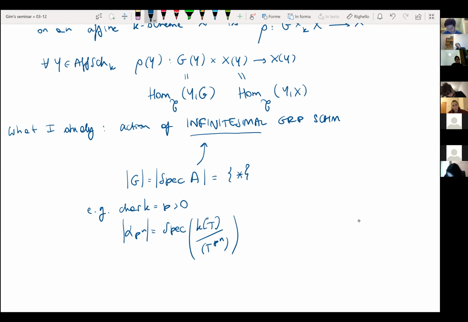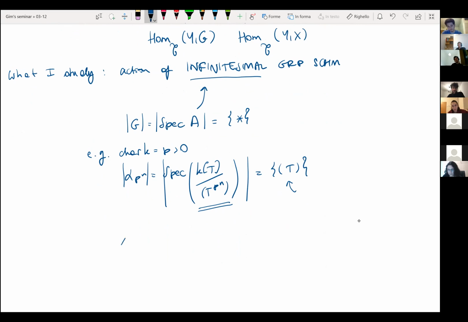Topologically, this is just one point. Indeed, the spectrum of such a ring is just the maximal ideal generated by T. I don't know if all of you are still familiar with these concepts. So I recall that this is a maximal ideal since if we take the quotient of K[T]/(T^(p^n)) by the ideal (T), we obtain the field K.